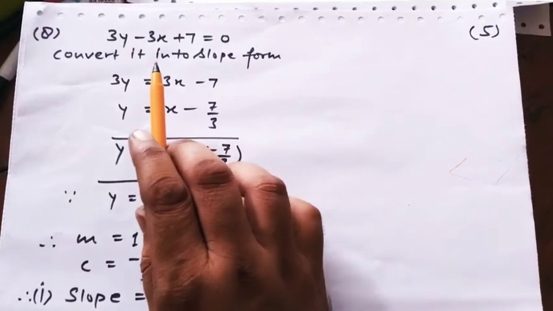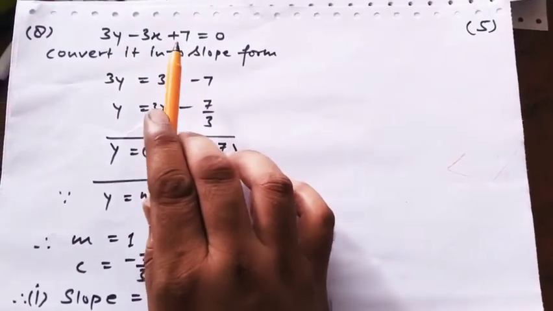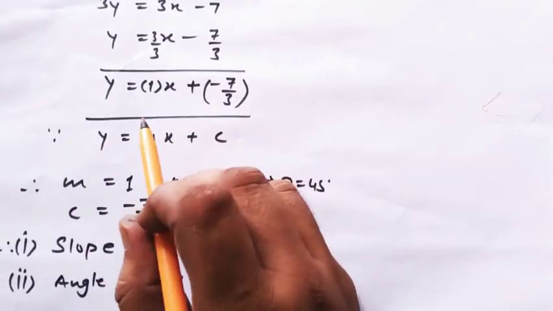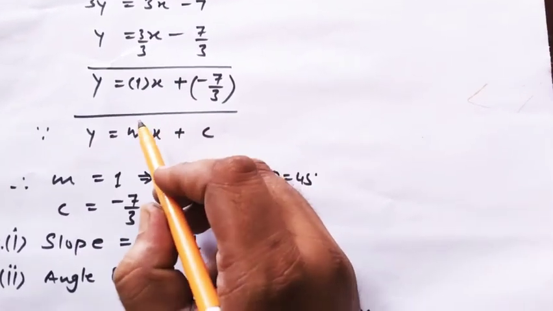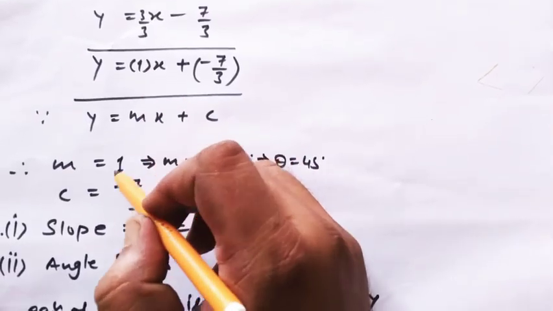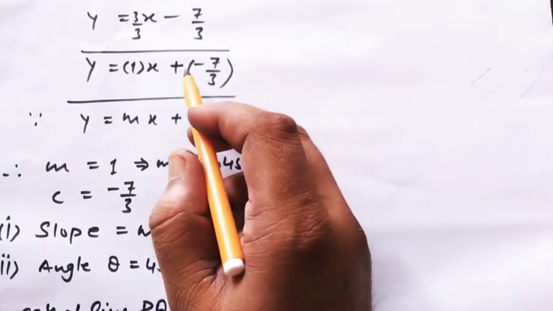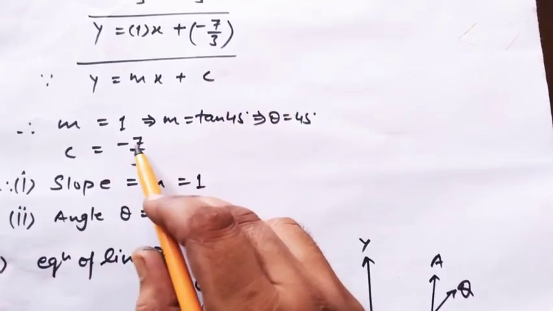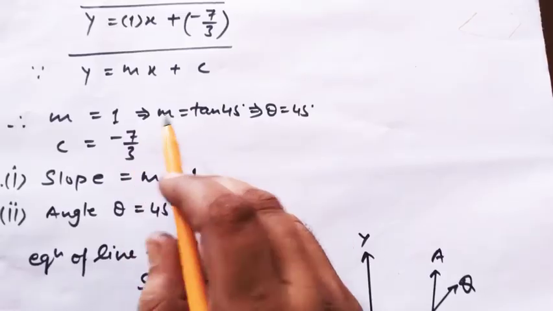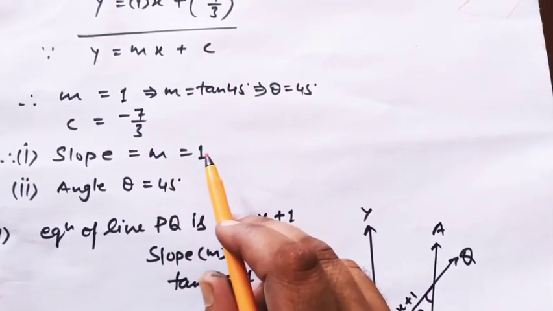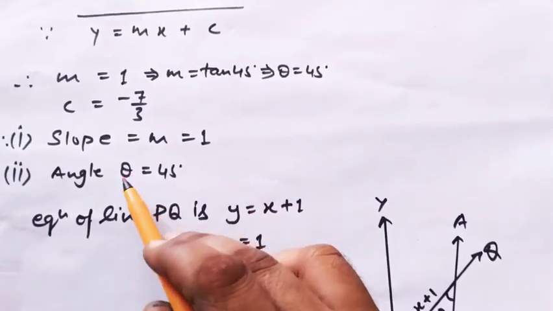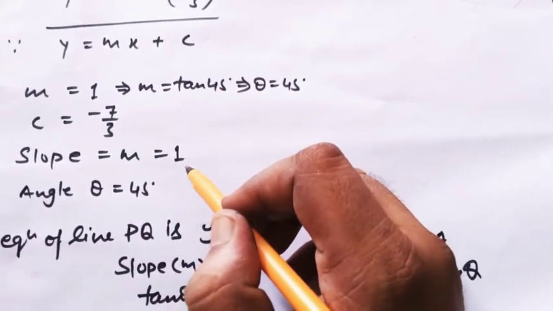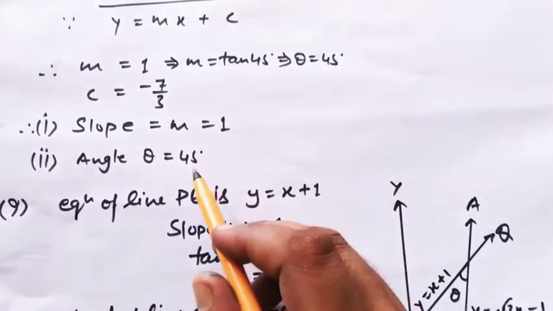Now see question number 8, where an equation is given. First we convert this equation into slope form. We know that slope form is y is equal to mx plus c. Here the coefficient of x is 1, therefore the slope is equal to 1. Here the constant is minus 7 by 3, which is the y intercept. So the y intercept is equal to minus 7 by 3. Slope is 1, and therefore tan theta is equal to tan 45 degrees, because the value of tan 45 is 1. Therefore, the inclination theta is equal to 45 degrees.